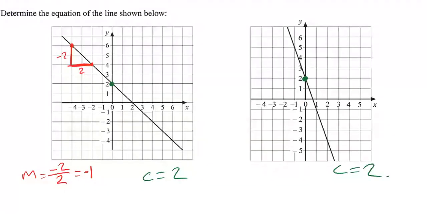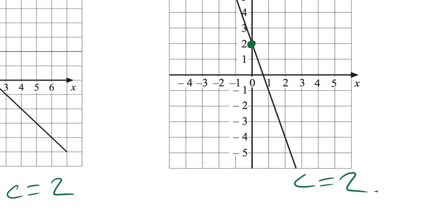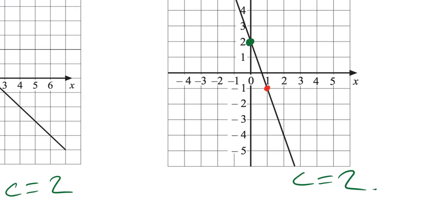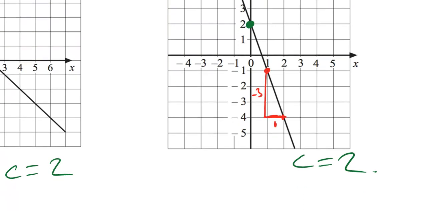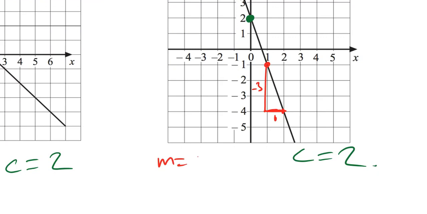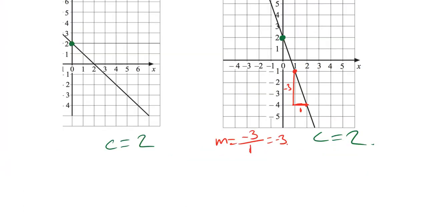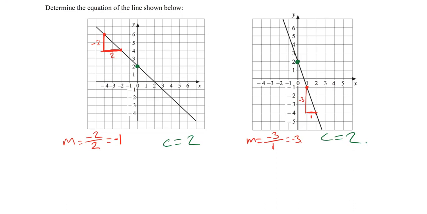On the other example, let's do the same thing again. Let's pick any two points, there and there. We've gone down 3, so the change in y is minus 3, across 1. So our value for m is minus 3 over 1, change in y divided by change in x, and that is minus 3. So we can see how to get those numbers.